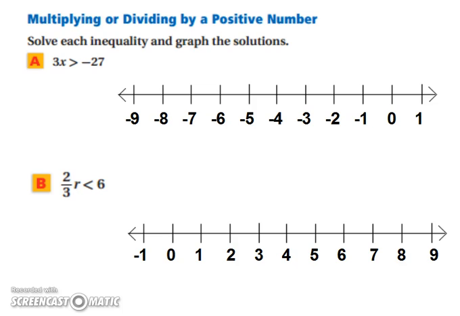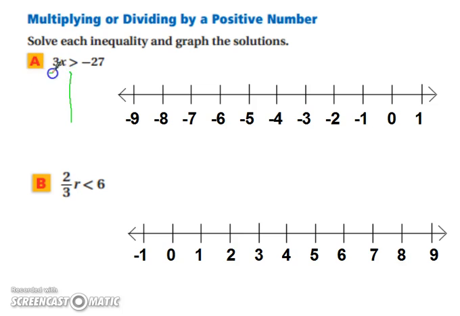Let's look at a couple of examples. Multiplying or dividing by a positive number. So we're going to solve each inequality and graph the solutions. Alright, so we're dealing with positive numbers here. We want to separate both sides of our equation. And we have 3 times x.